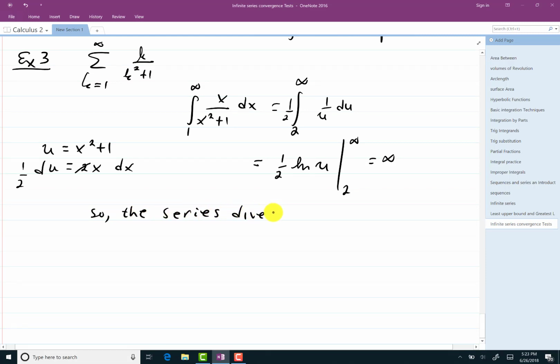And usually I'll require this of you on an exam. You need to tell me the test that you used and how you used it. And this is showing me how I used it. So the series diverges by the integral test.